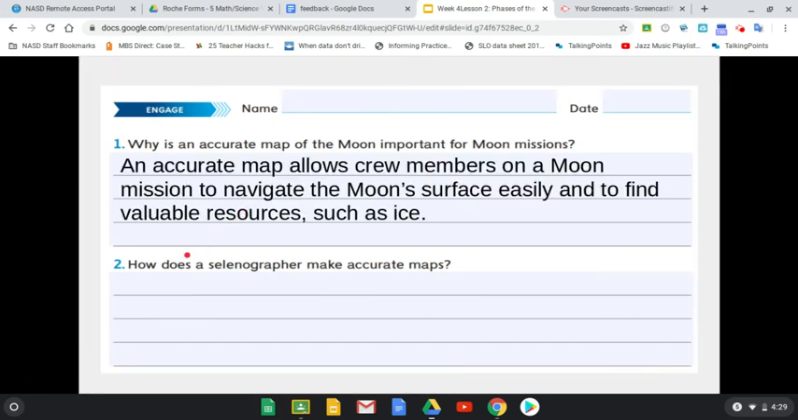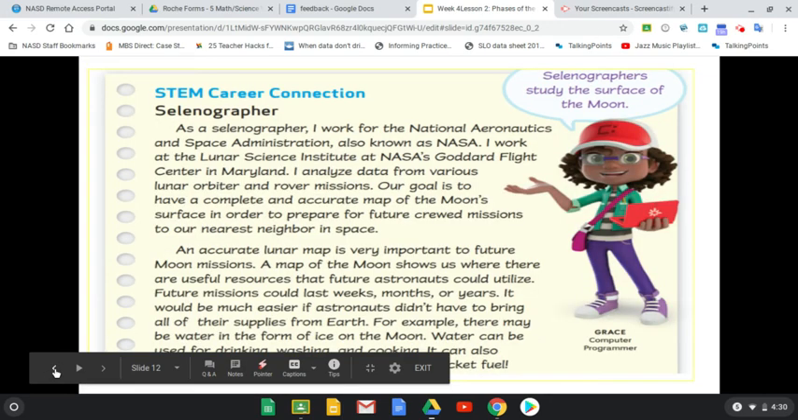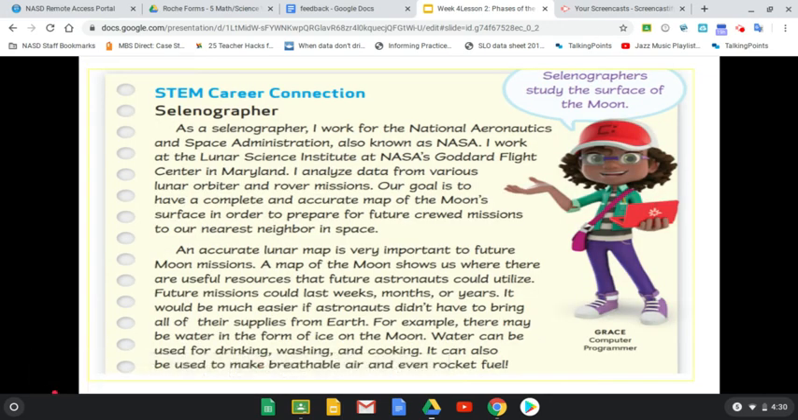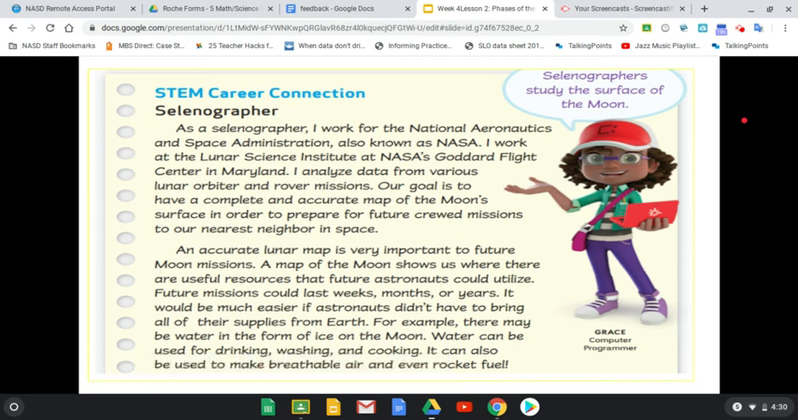Well, we just found an accurate map allows crew members on a moon mission to navigate the moon's surface easily and to find valuable resources such as ice. And so, boys and girls, we also learned that water can be found in the form of ice on the moon, okay? And so they could use that for drinking, washing, and cooking. And I also thought it was interesting, the last sentence says that it also can be used for rocket fuel and to make breathable air. So I thought that was pretty interesting.